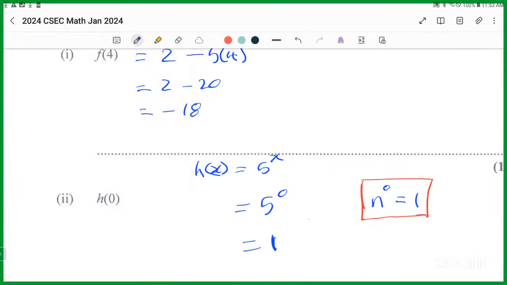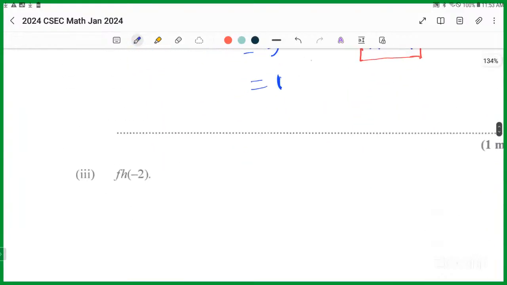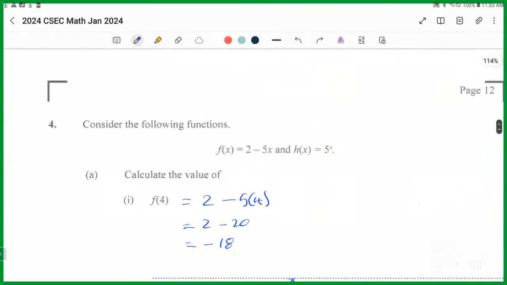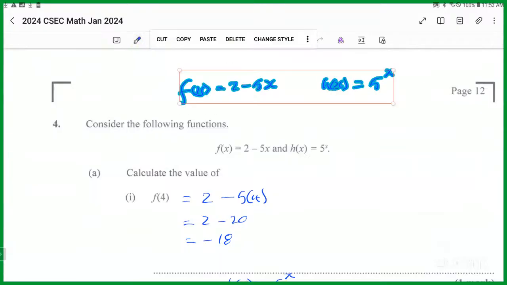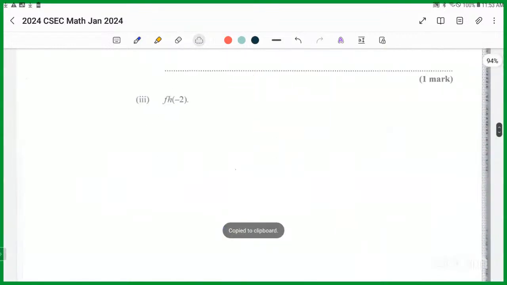Alright, that is that. Let's continue. Then I want f of h of negative 2. Let's write them down, two functions again, so they're on the screen in front of us. So f of x is 2 minus 5x, and h of x is 5 to the x. Let's put them right here.